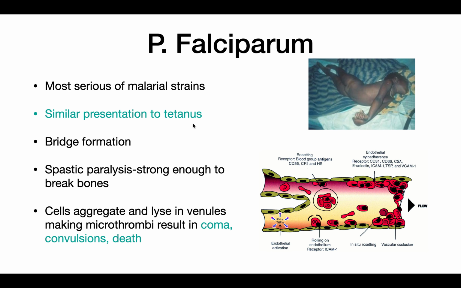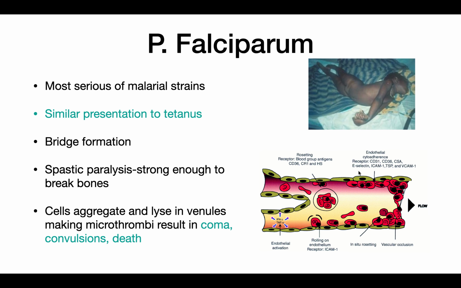P. falciparum is the most serious of the malarial strains because it has a similar presentation to tetanus. That's the bridge formation due to the spastic paralysis, and that's going to be because of the microthrombi. It's characterized by this rosetting formation of the red blood cells, and the endothelial cytoadherence is going to cause the microthrombi.